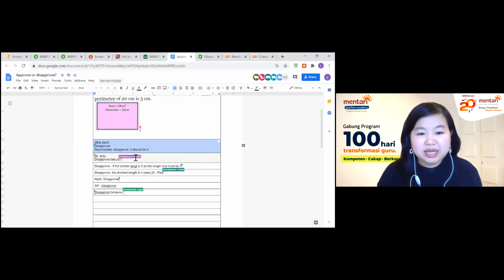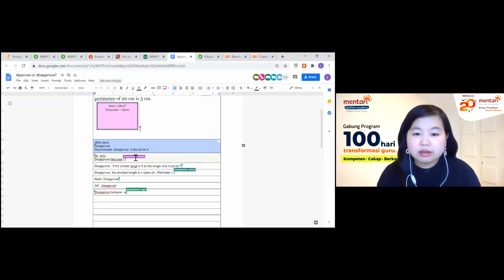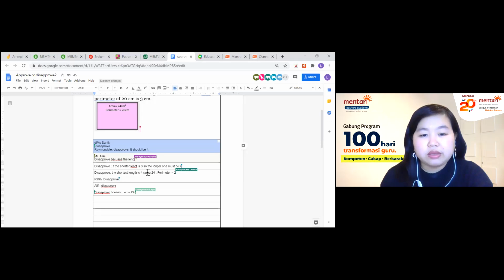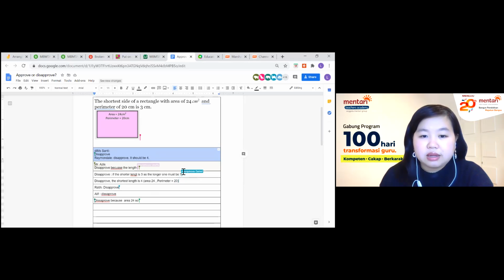Oh, okay. Somebody is giving a comparison between shortened length and longer length. I'm reading the one here. If the shortened length is 3, so the longer one must be 7. Okay, and of course, in your class, you can also ask a follow-up question. Why is that?